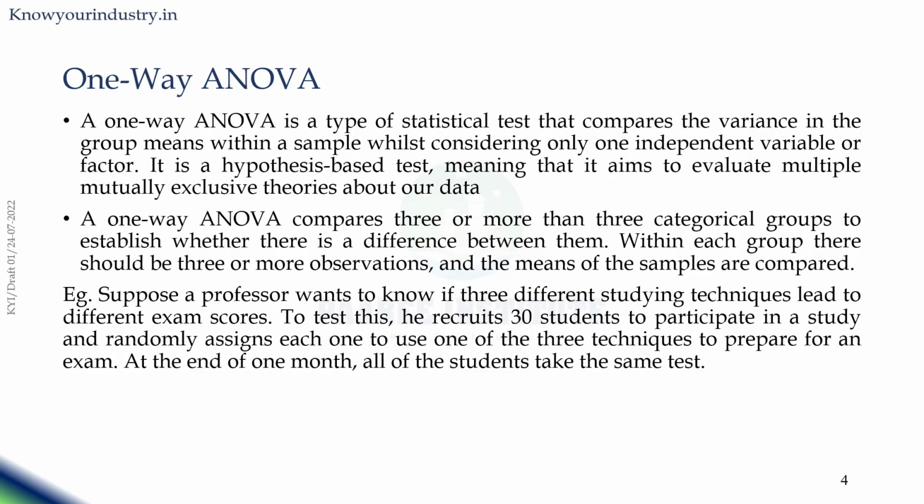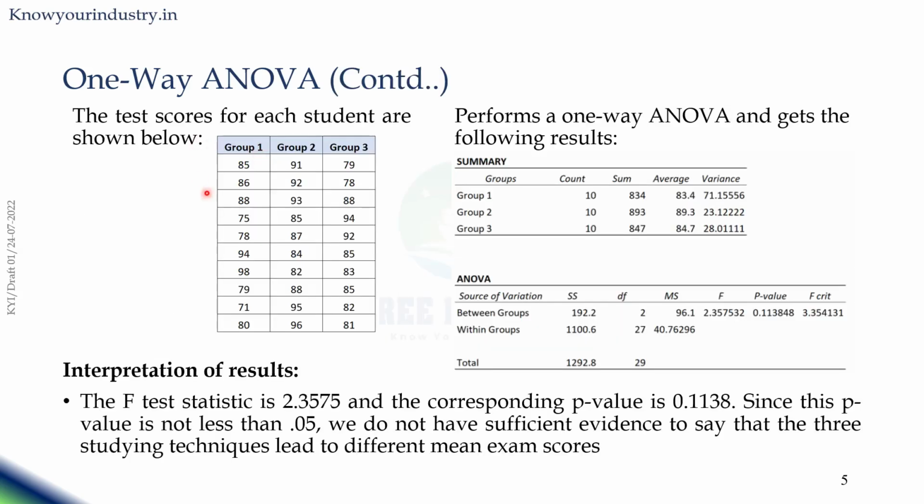For example, a professor wants to know if three different studying techniques lead to different exam scores. To test this, he recruits 30 students to participate in the study and randomly assigns each one to use one of the three techniques to prepare for an exam. At the end of 1 month, all the students take the same test. The test scores are presented in these tables. Each group used one studying technique.